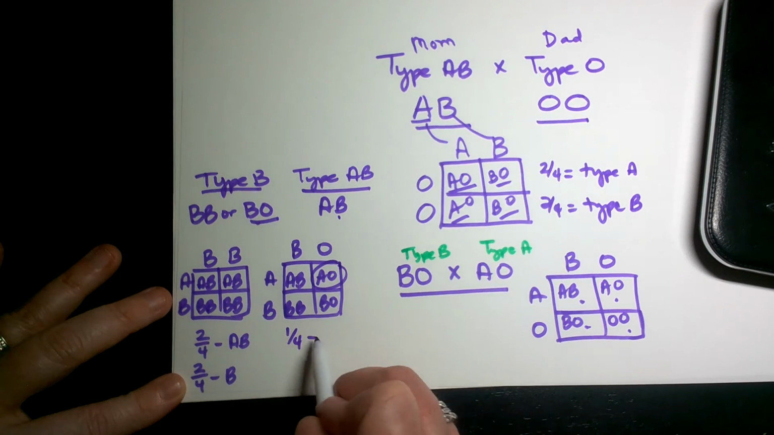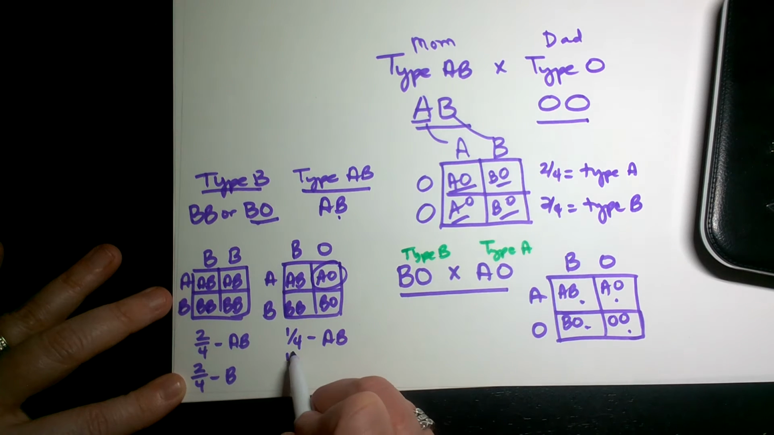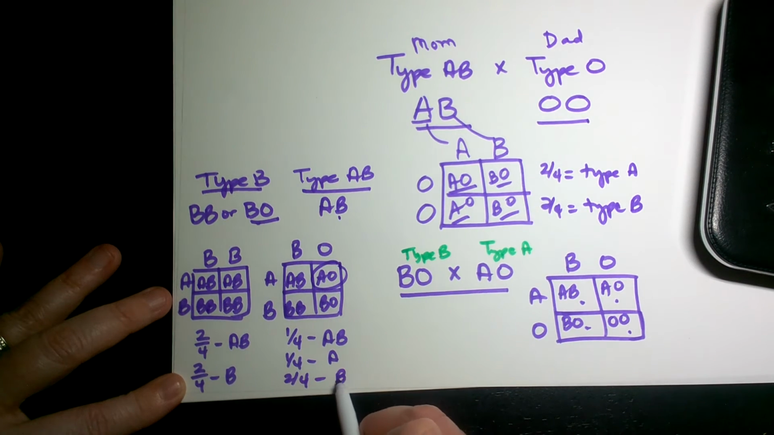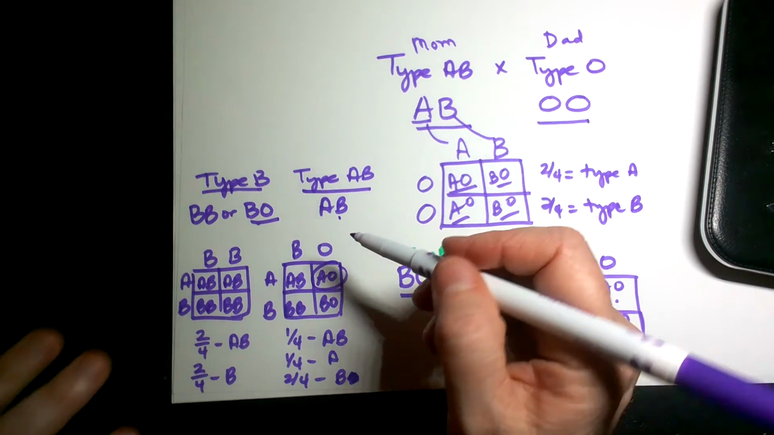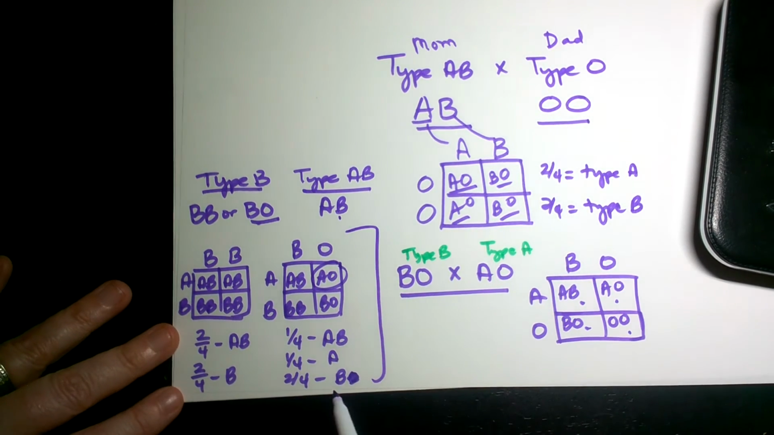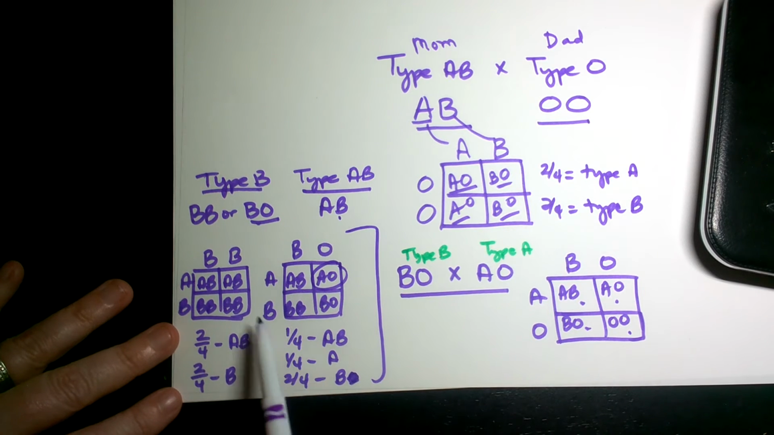So we have a 1 in 4 chance of AB, 1 in 4 chance of A, but a 2 in 4 chance of B, type B. Oops, not BO, type B. All right, so when you are doing these, if I want all the options, then you would have to put them together. But in these situations, yeah, the 2 Punnett squares would work.